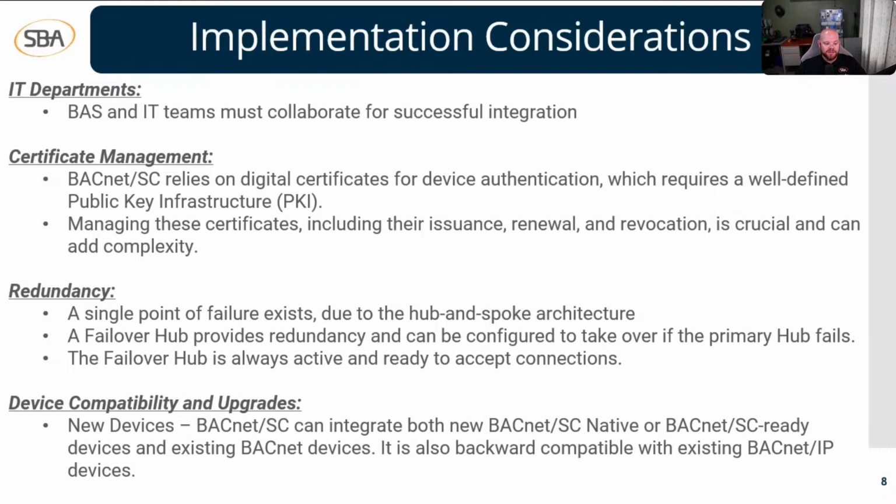So a failover hub is what gives us redundancy in our BACnet Secure Connect network. The failover hub is always active and ready to accept connections. So if the primary hub fails, this failover hub will step into its spot and start accepting all these connections that the primary hub should have been connected to.